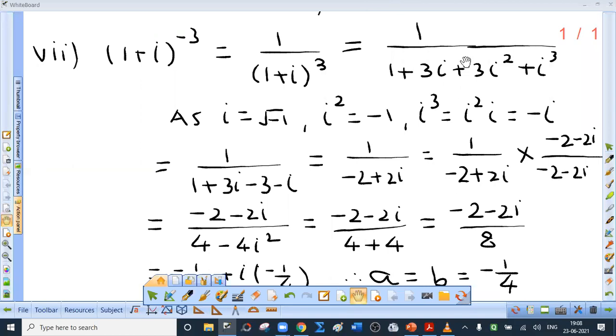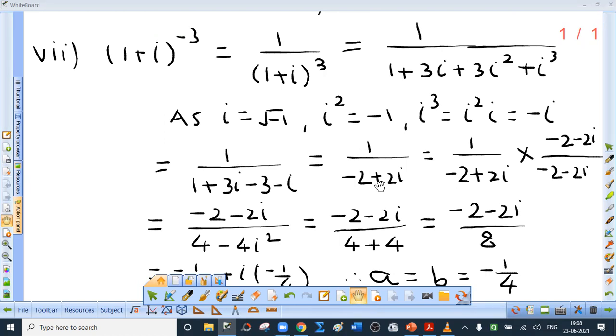(1 plus i) raised to minus 3 is 1 upon the cube of (1 plus i). Now it is (a plus b) cube: a cube plus thrice a square b plus thrice a b square plus b cube. Now i is root of minus 1, so i square is minus 1. What is i cube? i square into i. But i square is minus 1, so minus 1 into i is minus i. So on simplification, you get 1 upon minus 2 plus 2i.